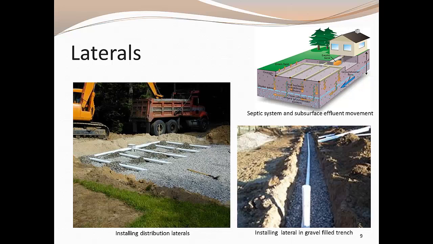Soils with more rapid percolation rates are better suited for conventional gravity flow septic systems. Soils with slow percolation rates that have layers that limit subsurface water movement or are underlain by shallow groundwater will likely require some kind of alternative septic system, which we'll discuss later in this presentation.